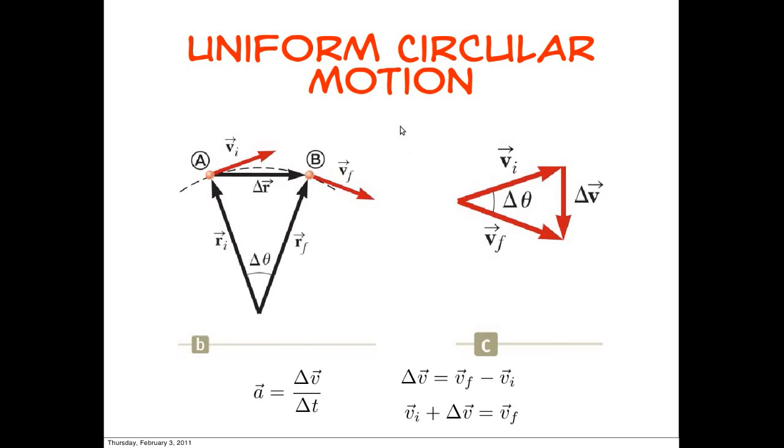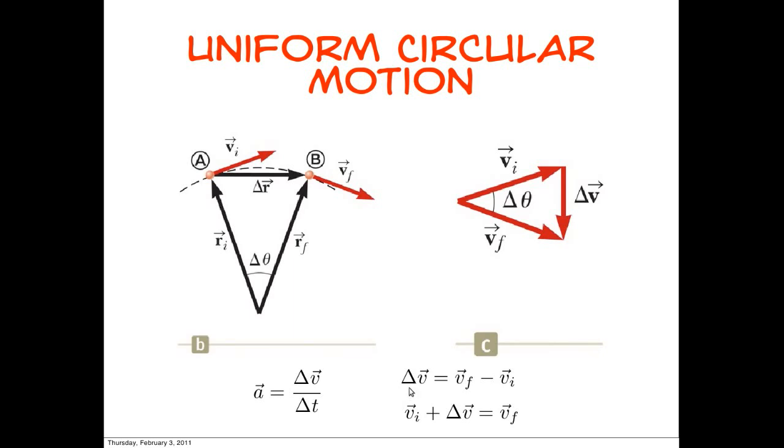To answer this question, we must examine the velocity. Remember, the acceleration is equal to the change in velocity over the change in time. In this picture here, we have a plot of the linear velocity at 2 points on a circle. We have a particle that is moving from point A to point B with uniform circular motion. This means the magnitude of the velocity vector at point A is equal to the magnitude of the velocity vector at point B.